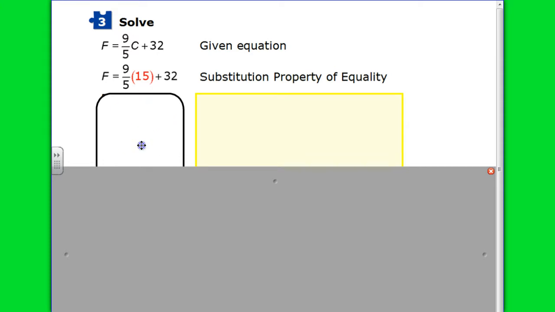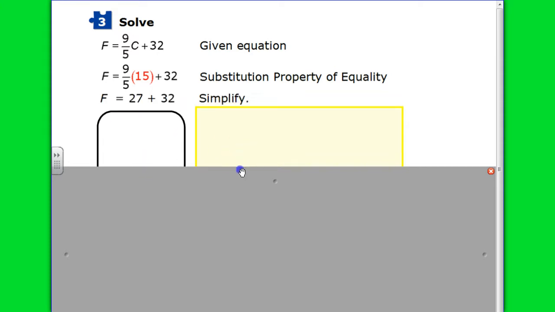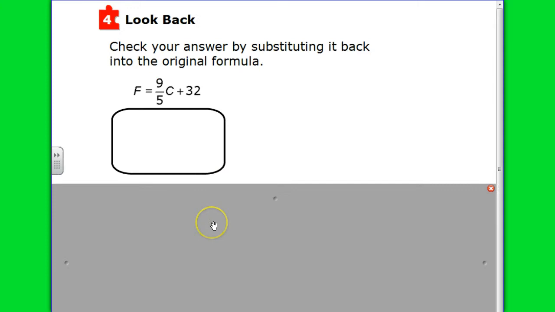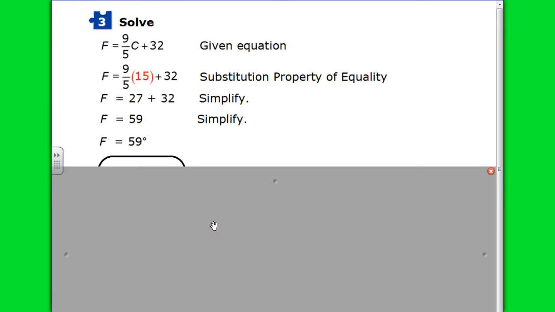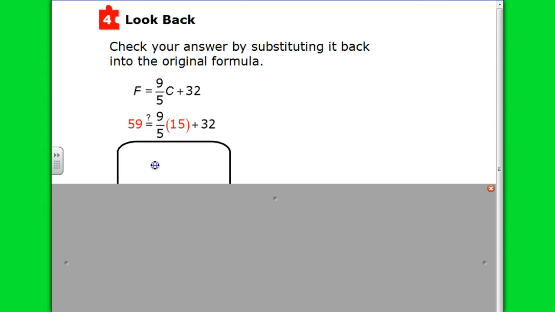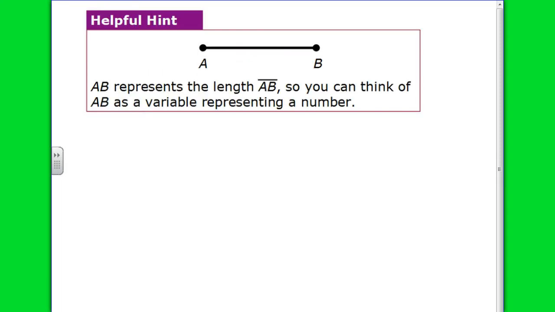Now we can multiply, right? And we're just simplifying here. 9/5 times 15. Again, we can now just simplify 27 plus 32, and we end up with 59 degrees. So this is the reasoning, the justification. We're going to check our answer by substituting it into the equation. Our answer there was 59 degrees Fahrenheit. So if we put 59 degrees there, does it equal 9/5 times 15 plus 32? And check, it does.